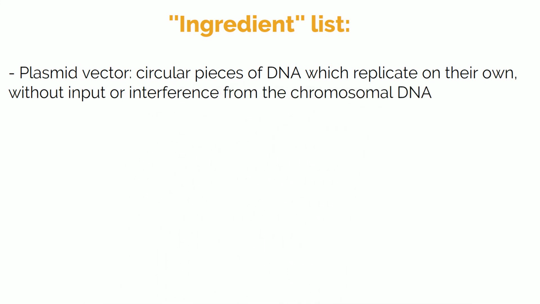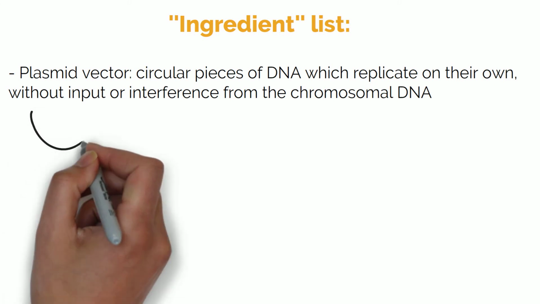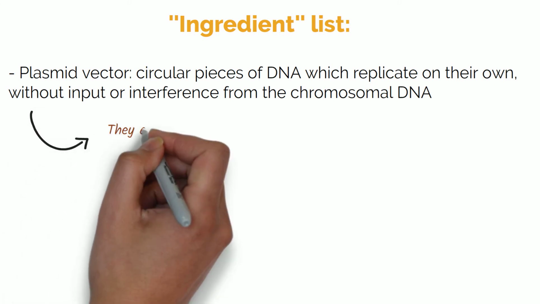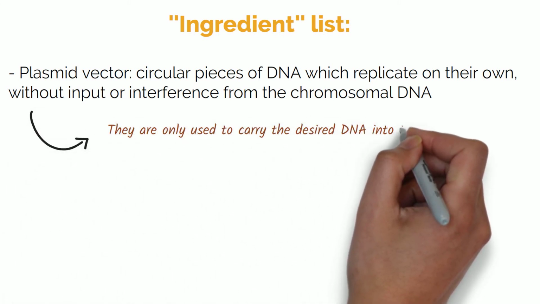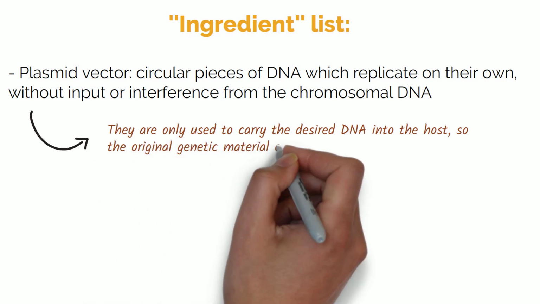This is an important characteristic as it is what allows plasmids to be used in genetic engineering. They are called vectors as they are only used to carry the desired DNA into the host, so the original genetic material of the plasmid is irrelevant.